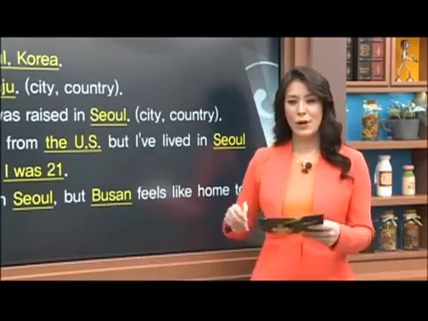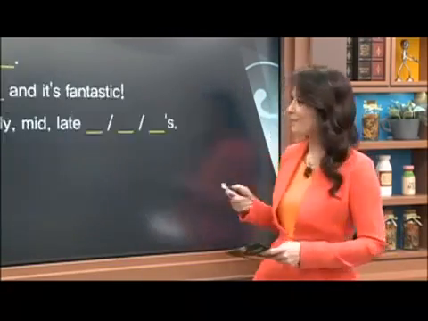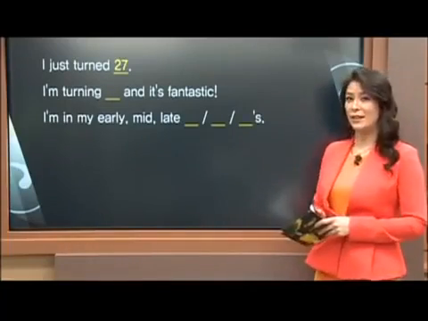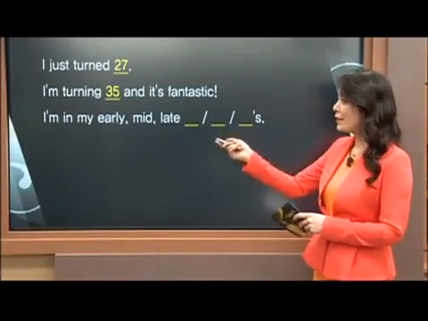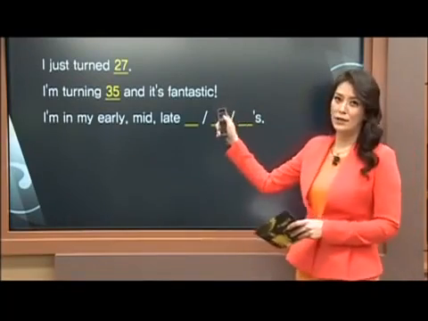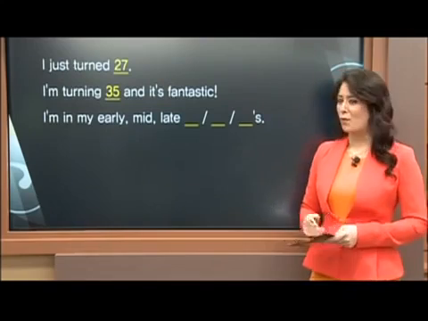Okay? Now, so when it comes to talking about your age, which expressions can you use? Let's take a look. All right, you can say, I just turned a certain age. Okay, this is a pretty simple expression. Let's move on to this one. I'm turning 35 and it's fantastic. 주로 이런 표현 같은 경우에는요, 나이가 어느 정도 있을 때, 35이지만 정말 좋아요, 멋지죠, 참 좋습니다.